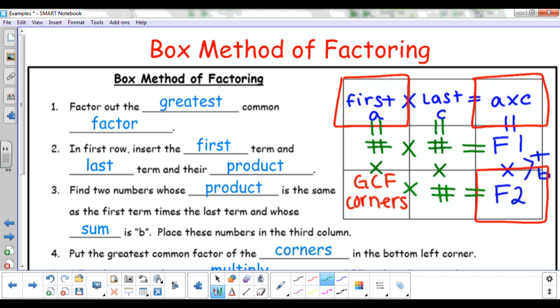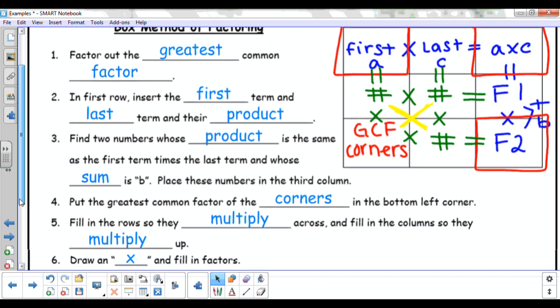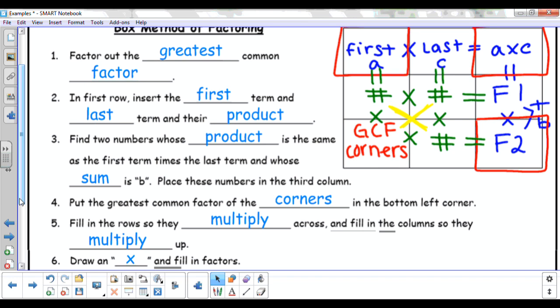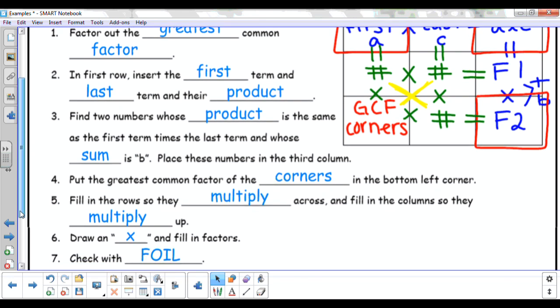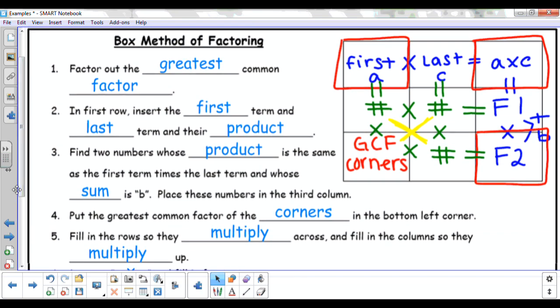Now to get our two factored answers, we make an X here in the bottom four boxes, so it's sort of like tic-tac-toe. And we're going to have one factor going crossways and the other factor going crossways. Once you have your two factors, you can always test them with FOIL to make sure that you have factored correctly. Now let's try a few examples.